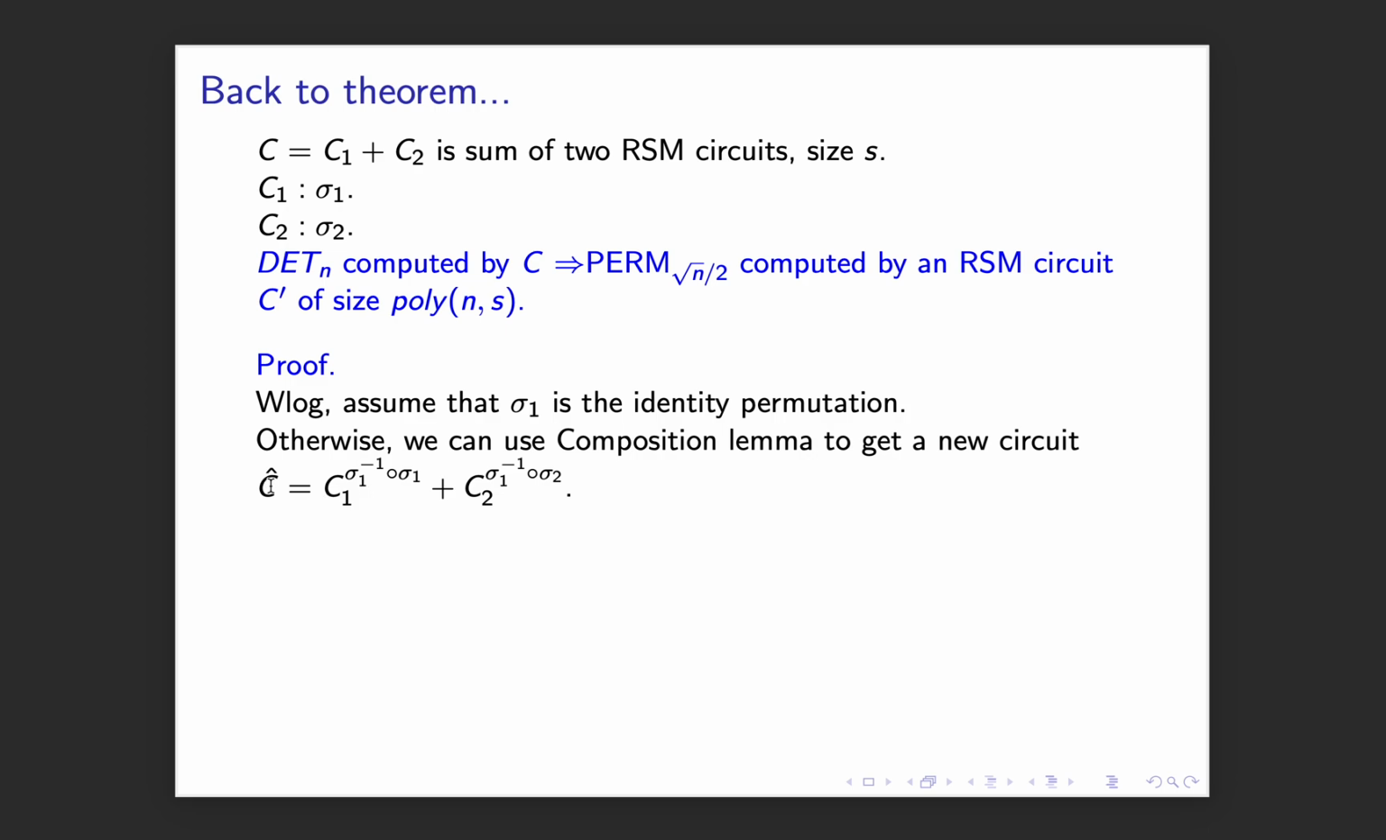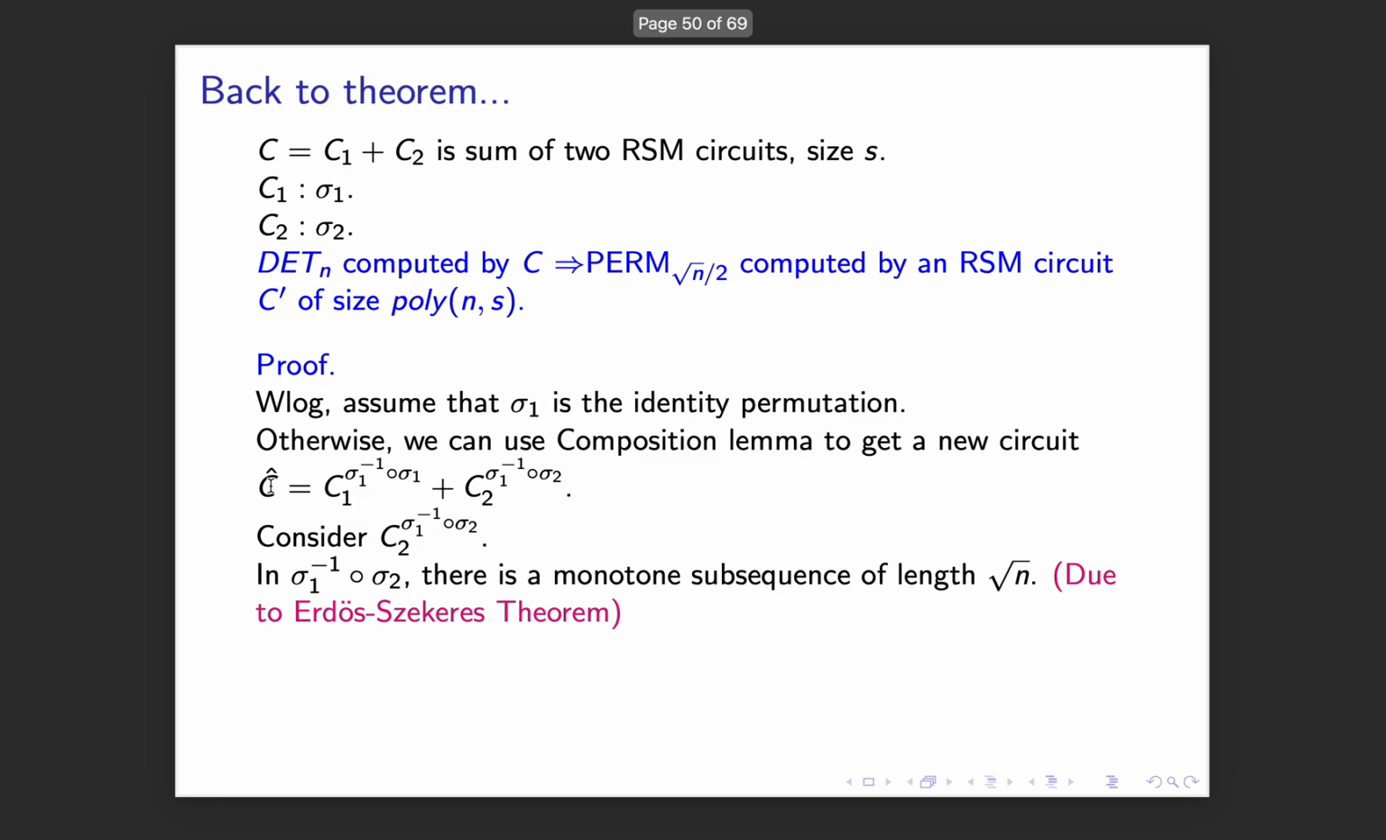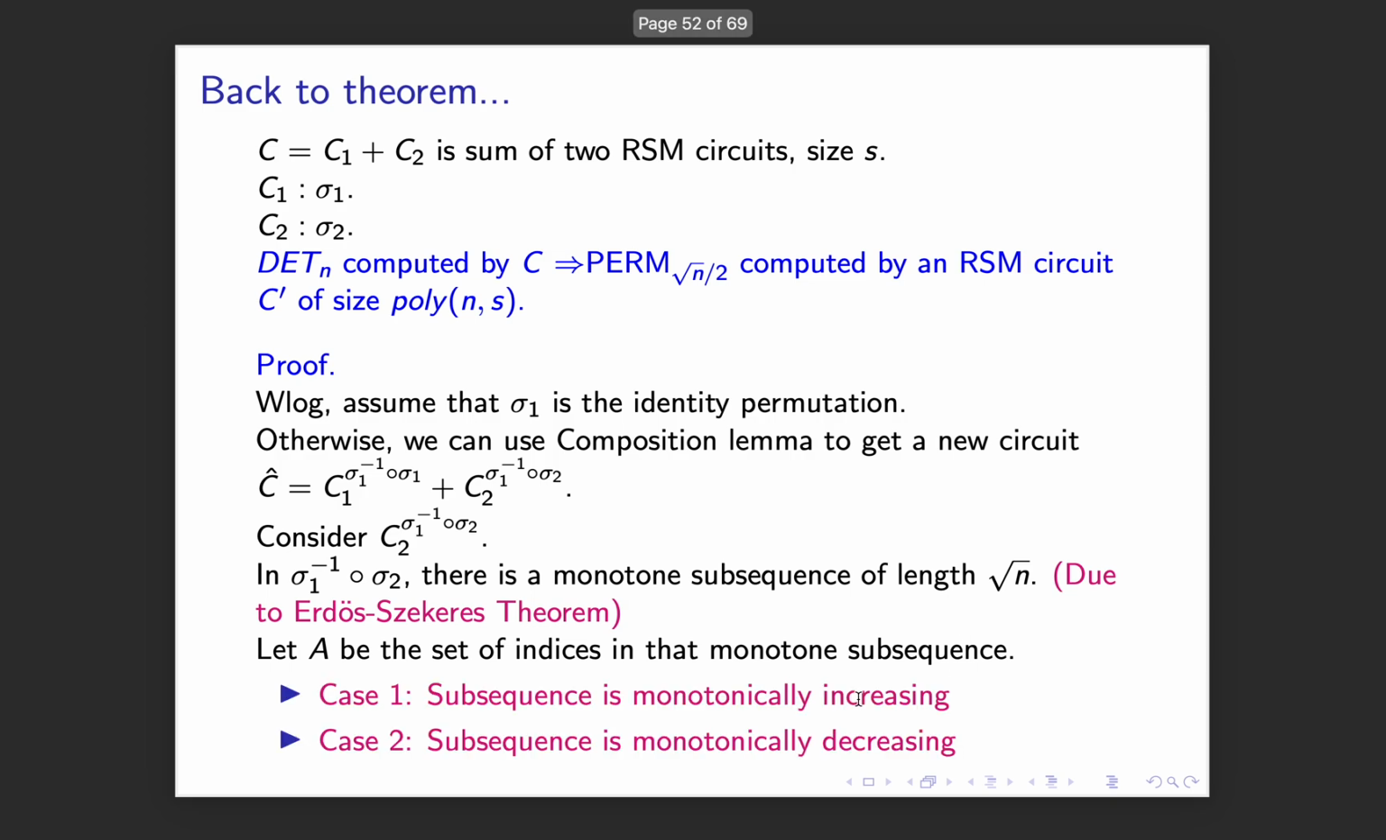So we get a new circuit now, which is C hat. We'll look at the second circuit C2. In the permutation sigma 1 inverse composed with sigma 2, there is a monotone subsequence of length root n. This is due to the Erdős–Szekeres theorem. Let A be the set of indices in that monotone subsequence. Now the subsequence is either monotonically increasing or monotonically decreasing.